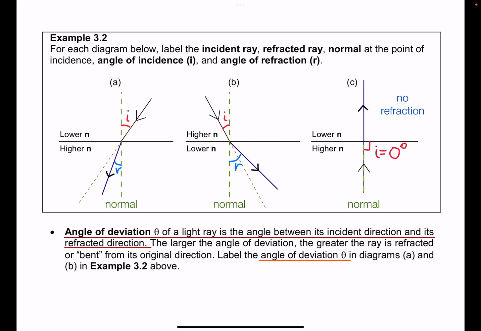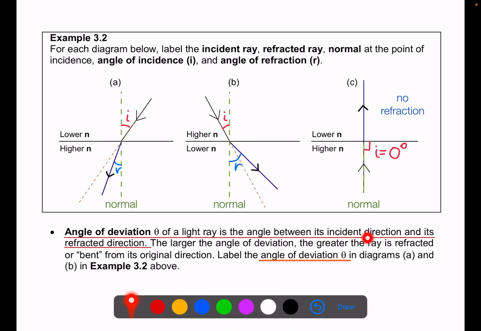Next, we talk about the angle of deviation of a light ray. This angle is between the incident direction, that means the straight-through direction, and the refracted direction based on the refracted ray. So for case A, if we go straight through, this is the direction, and the refracted direction is this. The angle between these two is theta, the angle of deviation.